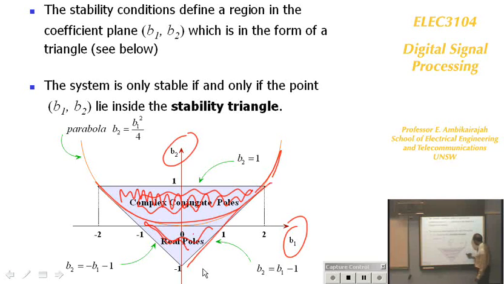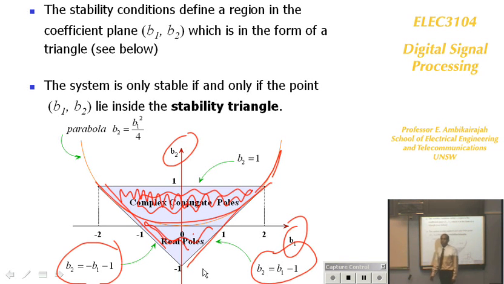And this boundary straight line equation is given by that, and this boundary equation is given by that. I think the next slide shows you how to prove that. So the stability triangle is important. If you have got roots, that is p1 and p2, you use the circle and find out where they are. If you have the coefficients, then you look at the stability triangle.